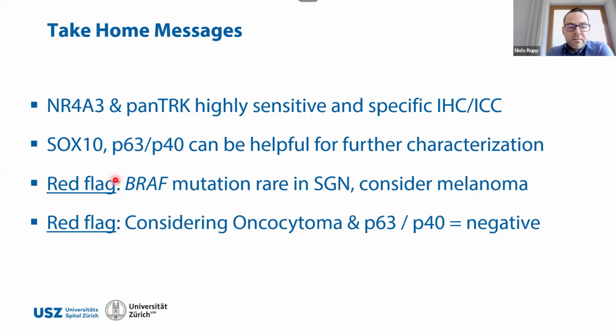Here I also set two red flags. So BRAF mutations are rare in salivary gland neoplasms. So consider melanoma or other entities, metastases, whatever, but consider anything else than SGN in addition. And also the red flag is if you're considering an oncocytoma and P63 and P40 are negative, be very careful, because then there could be also other entities behind, which can camouflage as oncocytoma or oncocytic lesion.